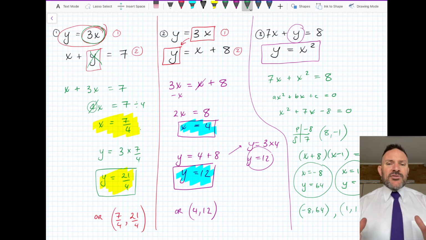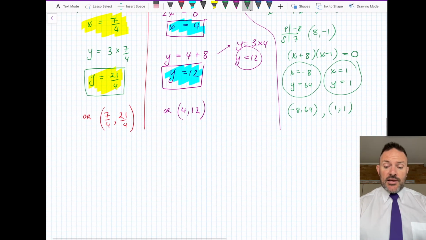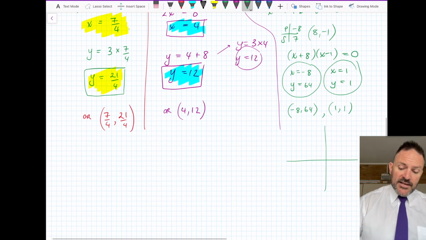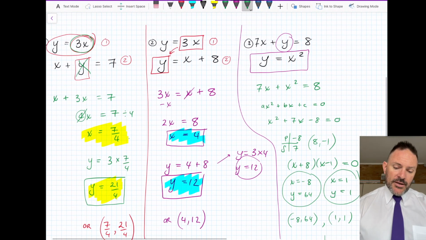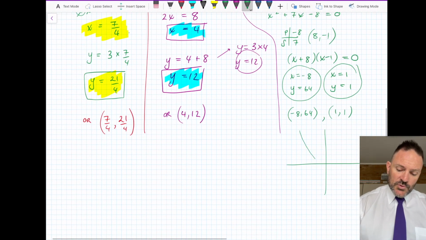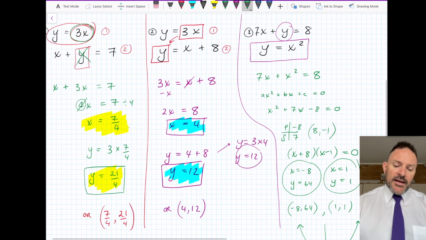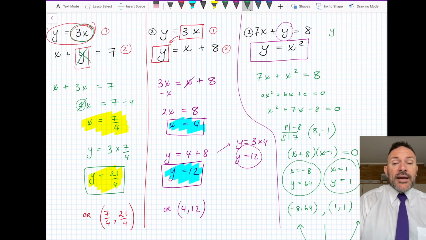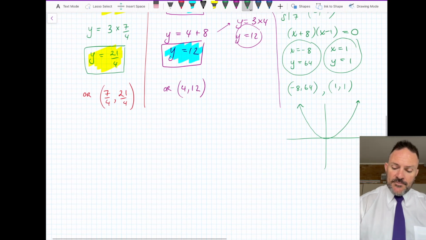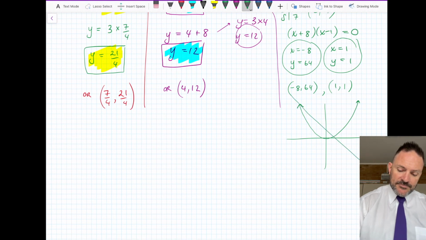Now, why do we have two solutions when we have a quadratic? Well, hopefully, if you think about this as an equation, we'll do y equals x squared, which looks like this, okay? And then we've got, let's put it in general, or y-intercept form, y equals -7x plus 8, okay? So it's going to be something like this.